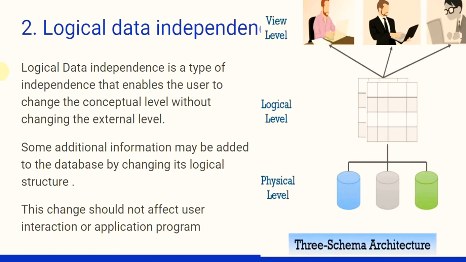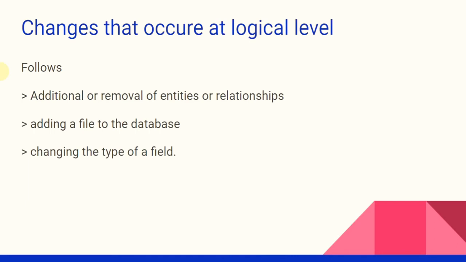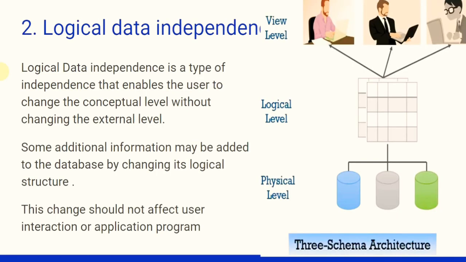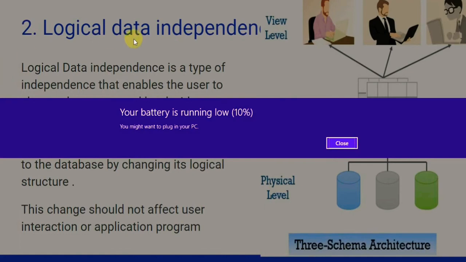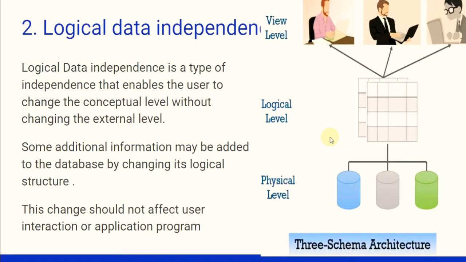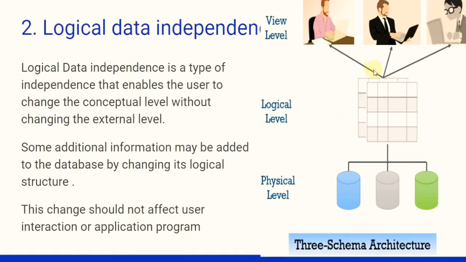What changes may be applied or occur in the logical level? Changes such as addition or removal of entities or relationships, adding a file to the database, changing the type of a field. In the logical level, if we apply changes here, it will not affect the view level or external level. So that is the advantage of data independence.